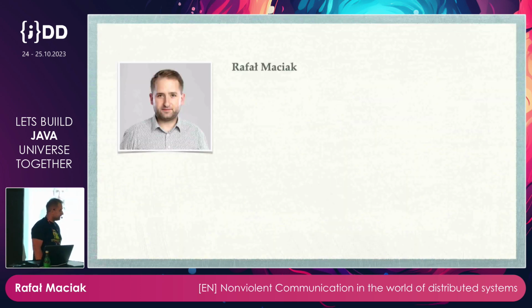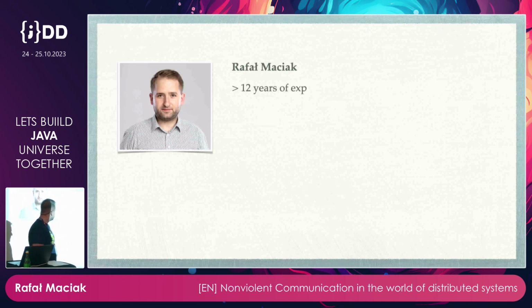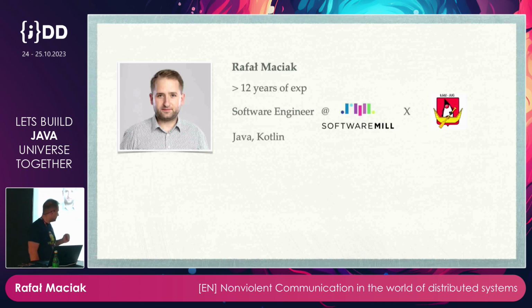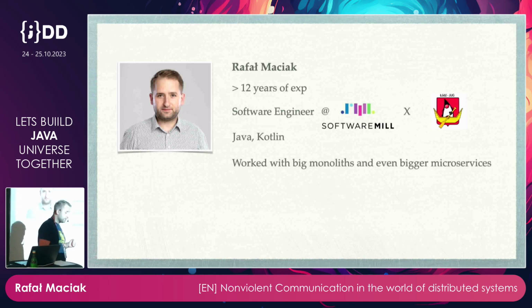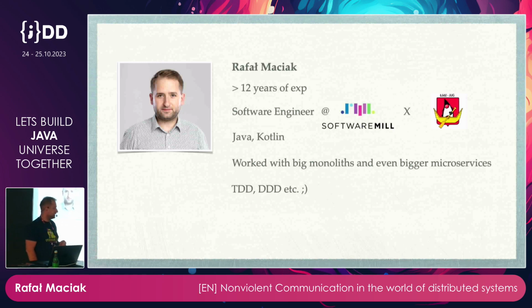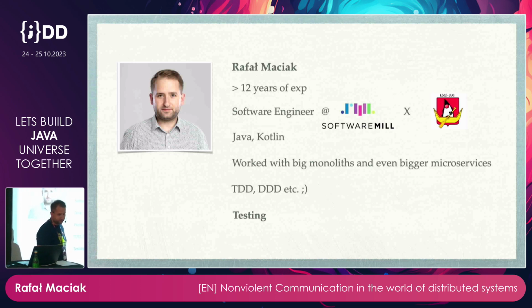My name is Rafał Maciak, and I've been a software engineer for 12 years, currently working at Software Mill, and today also representing the Java user group in Łódź. I'm coding in Java and Kotlin, and I've been working with big monoliths and even bigger microservices, with three-letter acronyms like TDD or DDD. And what I also like about software engineering is testing. And this is actually the reason behind today's presentation.